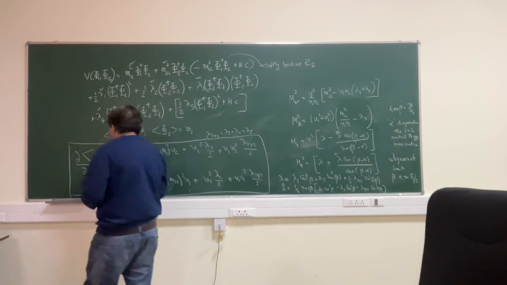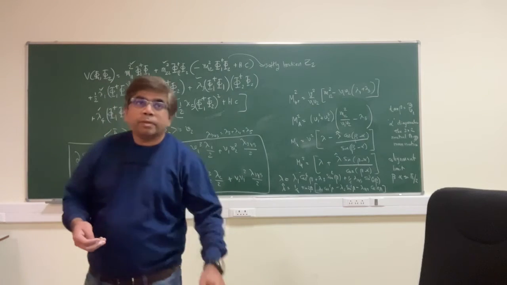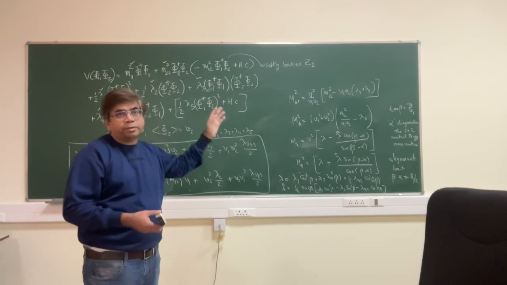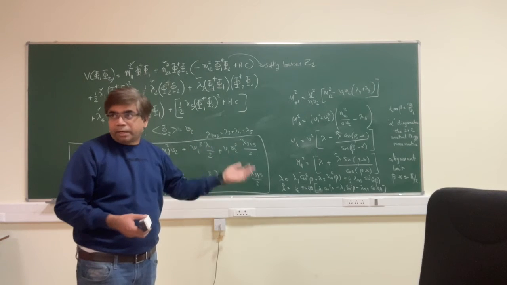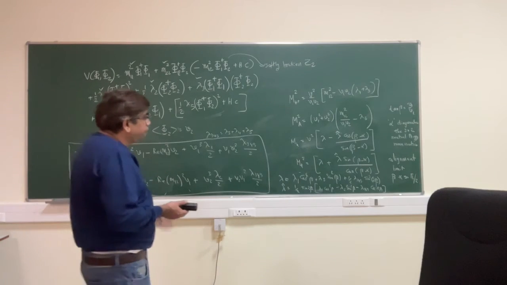So typically in the phenomenological analysis, that's what you do. You take the masses to be free parameters, and then you check whether they satisfy all the conditions on the potential, whether they give you the correct eigenvalues and everything. So that's how you check whether all the lambdas are correct or not.